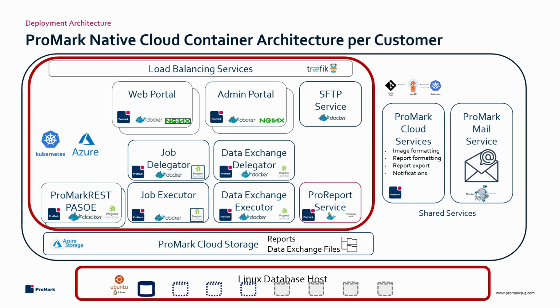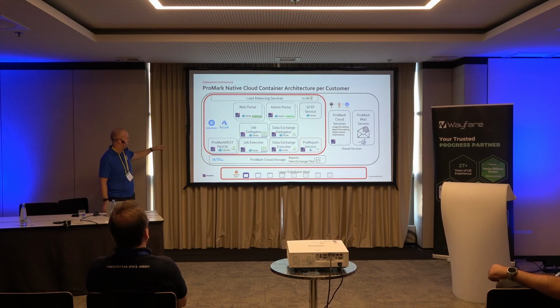If I jump over to the next slide, the red boxes indicate what we actually deploy for a customer. So when we spin up an instance, when I do that a little later, what we are spinning up is our portals, our delegators, our PASOE endpoints. These three down here, the ProMark REST, job executor, and data exchange executor, are all PASOE instances that get deployed as separate containers. So that's all part of a big puzzle that we need to put together and automatically deploy.